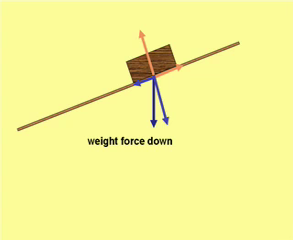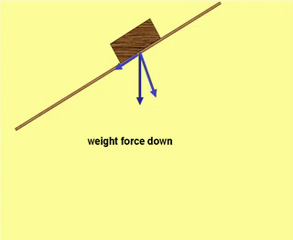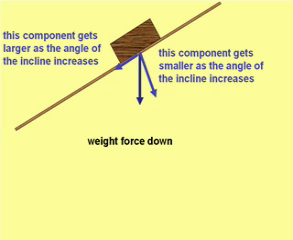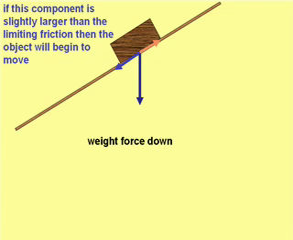Let's tilt the incline a little bit more. If we raise it up a little bit more, we'll notice that the component that is parallel to the incline will increase, and the component which is normal to the incline will decrease. Now, if that component parallel to the plane is slightly larger than the limiting friction, then the object will begin to move. It'll begin to move because it now has an unbalanced force acting on it. Newton's second law says that force equals mass times acceleration. So if there's an unbalanced force acting on a mass, it will begin to accelerate. It'll begin to change its motion.